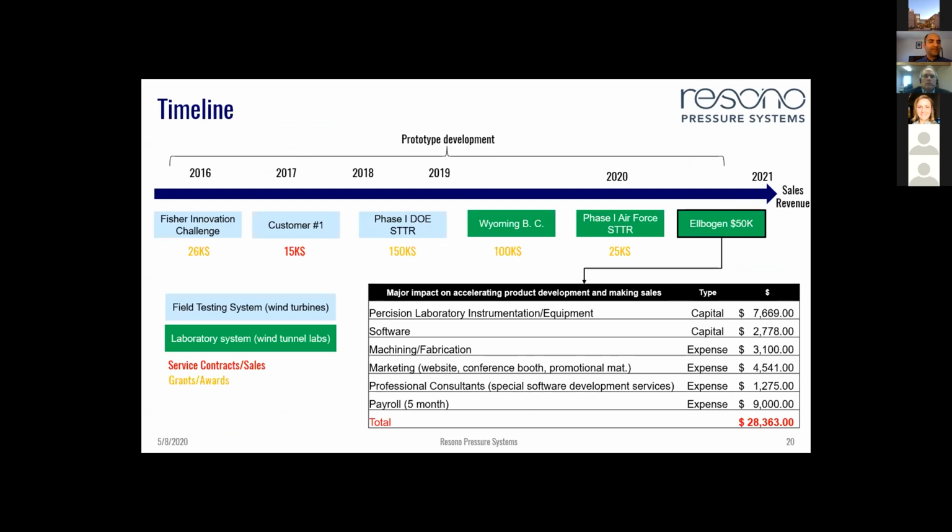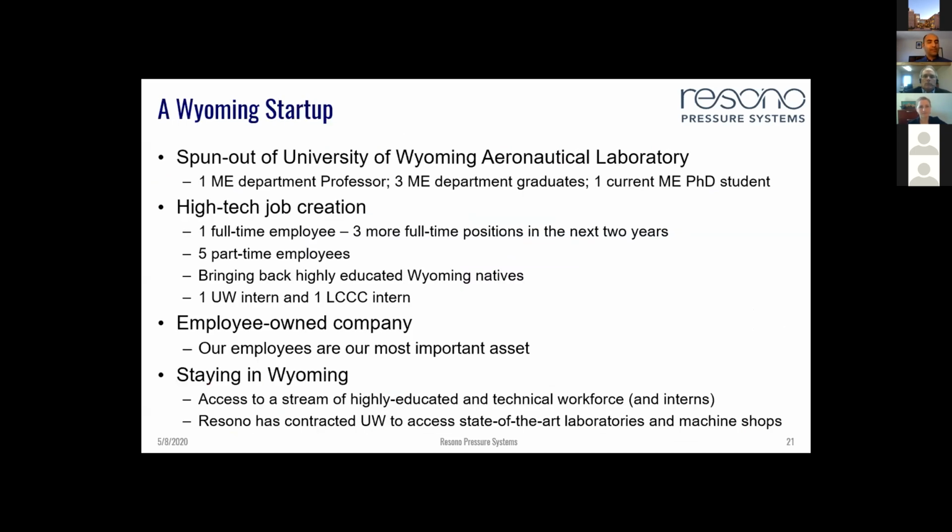Where we are at right now, again, like we started the commercialization in 2016, we are in a good place in terms of our field testing system. We have some customers, we are talking with some customers, and they are interested. We think only with some small modifications we can develop the system for them. And right now we're focused on our lab system, and that's where this Elbogen essentially grant will come to help us.